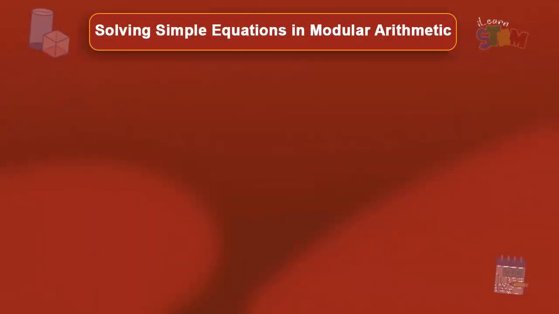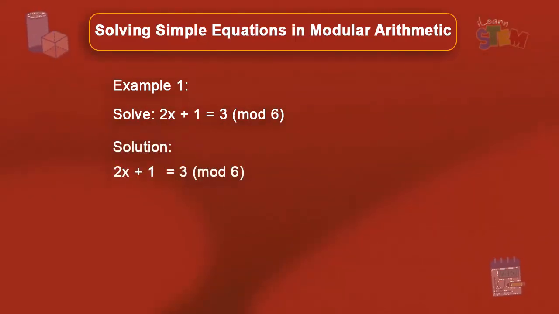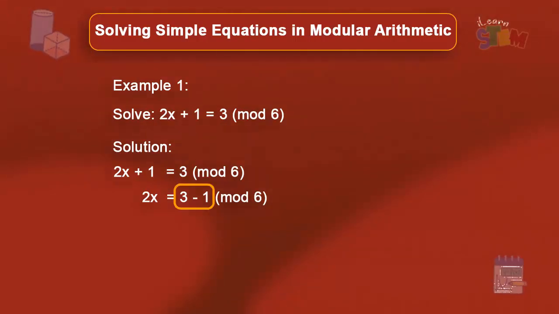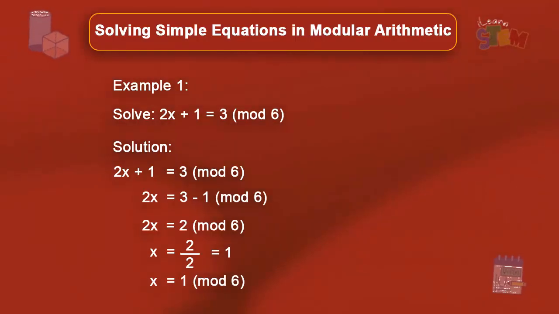Solving simple equations in modular arithmetic. Example 1. Solve 2x + 1 = 3 in mod 6. Solution. 2x + 1 = 3 mod 6. 2x alone equals 3 - 1 mod 6. 3 - 1 gives us 2. So, 2x = 2 mod 6. x will now be 2 divided by 2, which gives us 1. Therefore, x = 1 mod 6. That's quite simple, I believe.